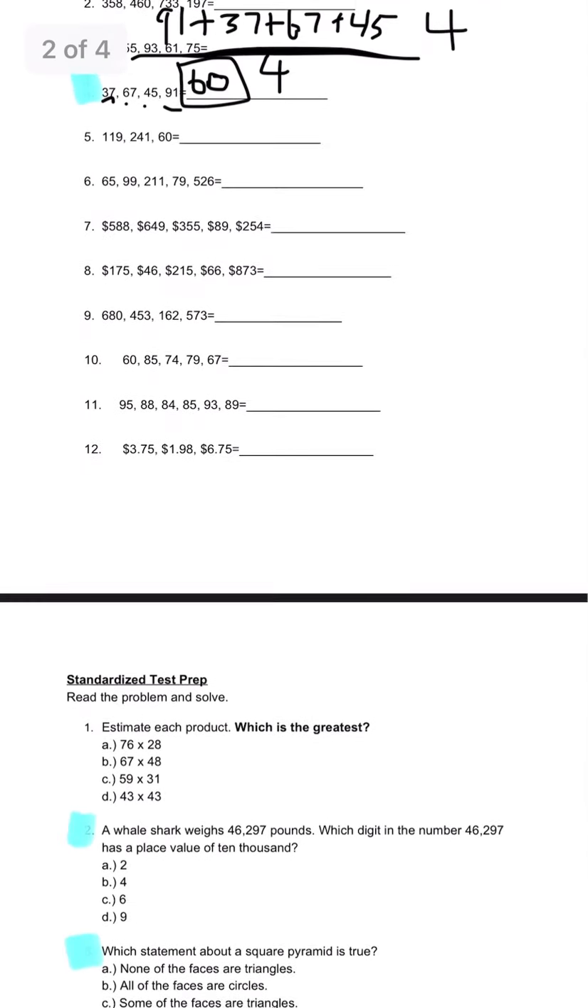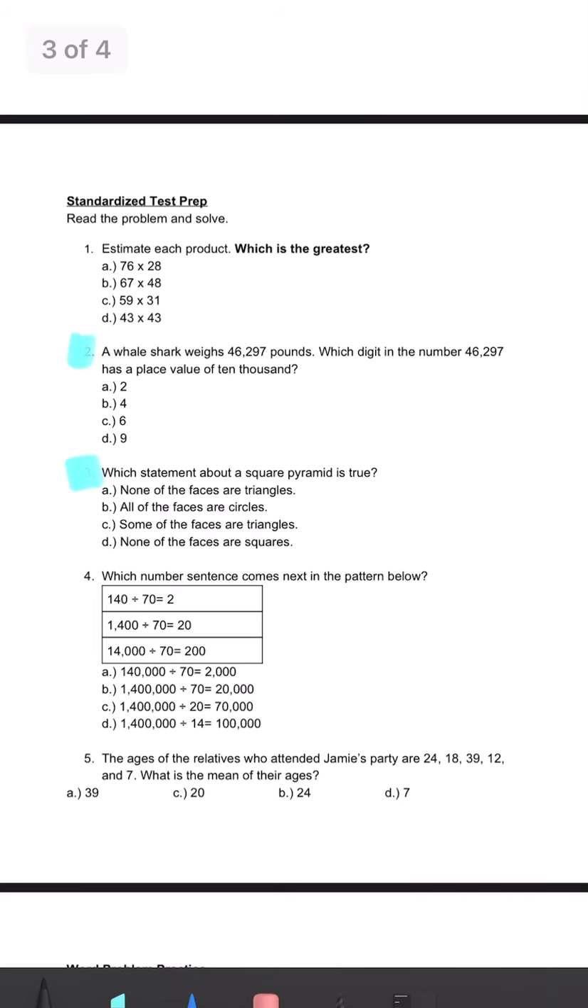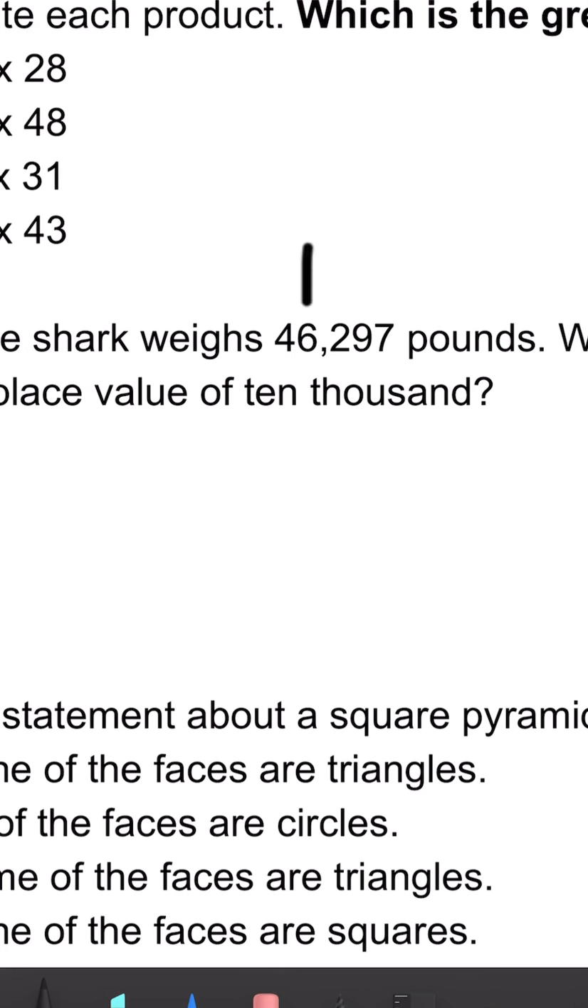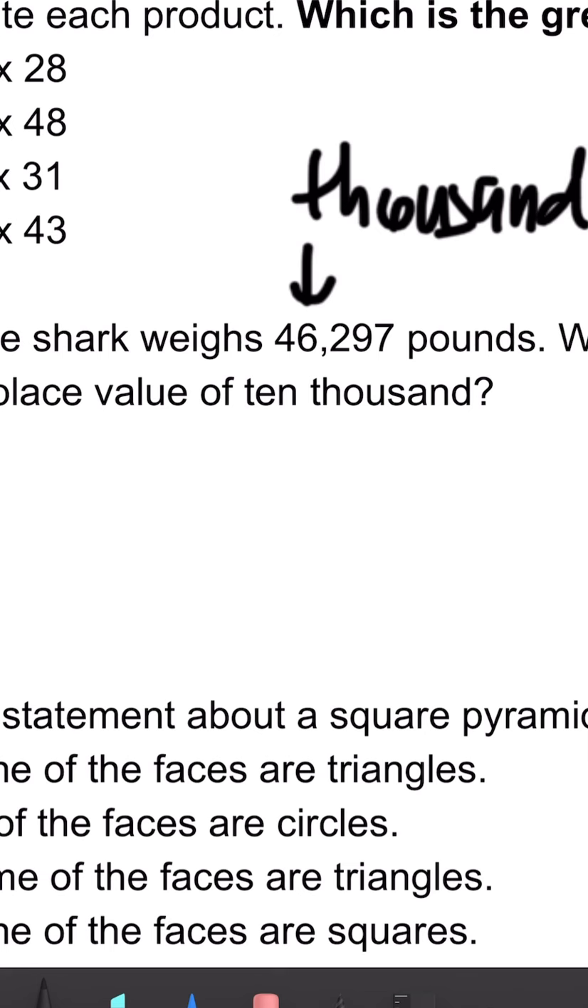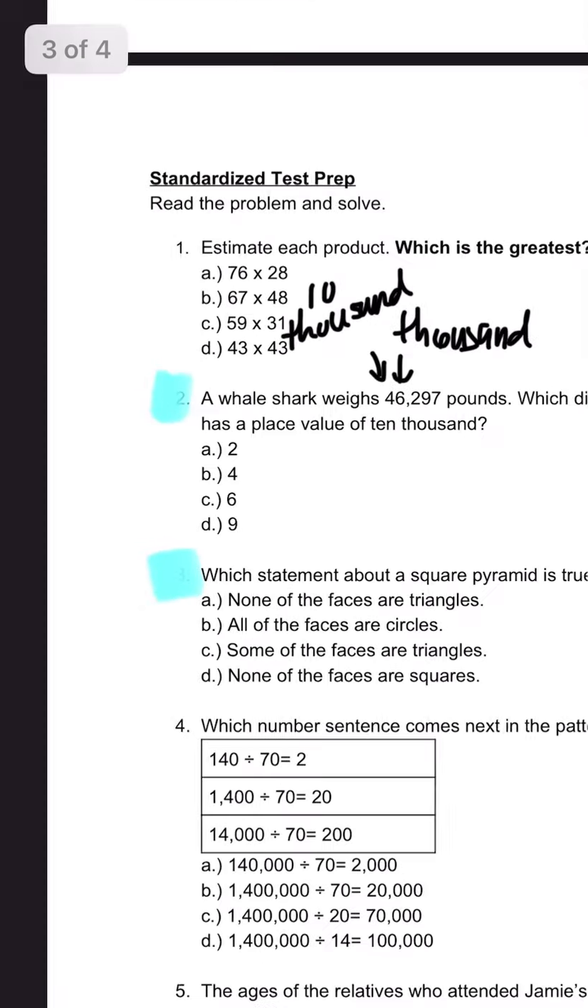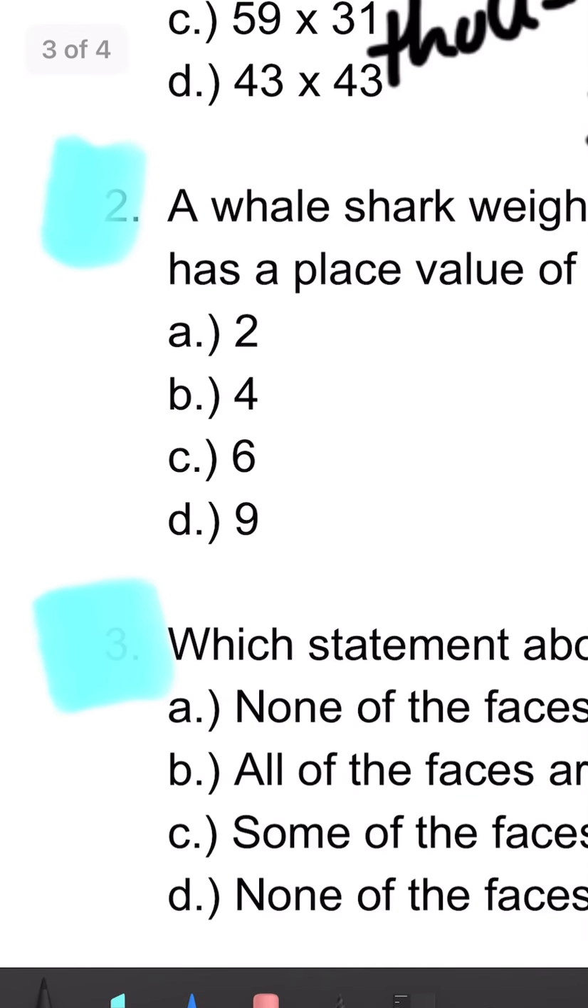Okay, let's move on to page number 3. Here we're doing standardized test prep. So we'll do number 2. A whale shark weighs 46,297 pounds. Which digit in the number 46,297 has a place value of 10,000? So this is the 1,000. And this is the 10,000. So we know that 4 is our answer. So we'll go ahead and circle B.